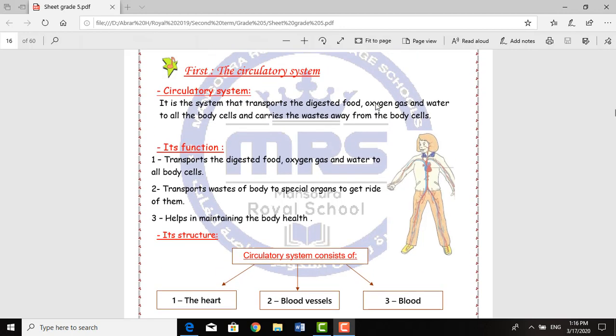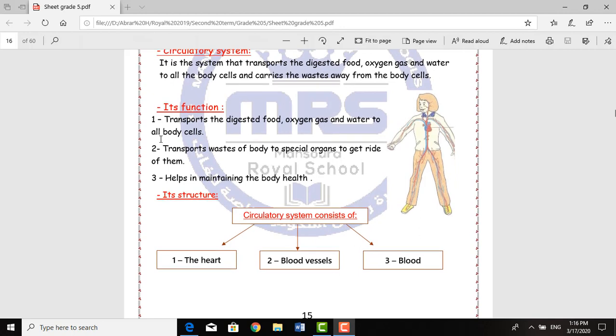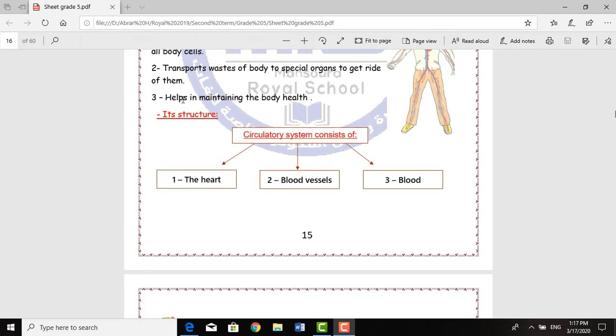The circulatory system has three functions. First of all, it transports the digested food, oxygen gas, and water to all the body cells. Function number 2, it transports wastes of the body to special organs to get rid of them. Function number 3, it helps in maintaining and keeping the body healthy.